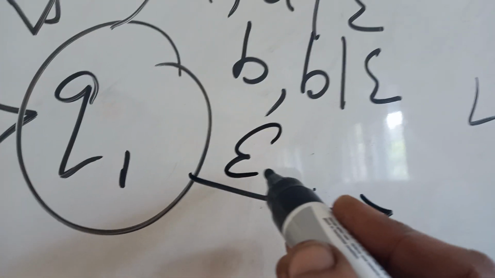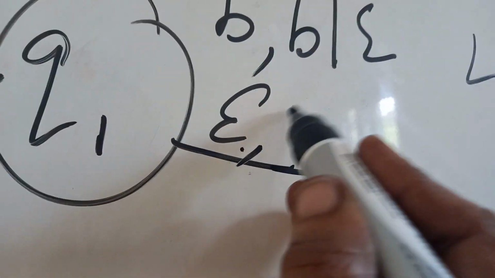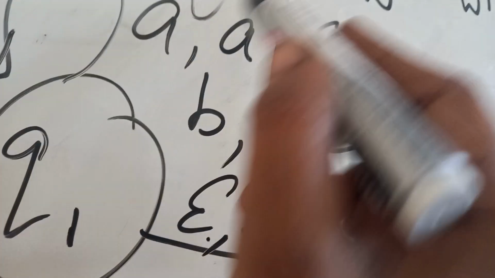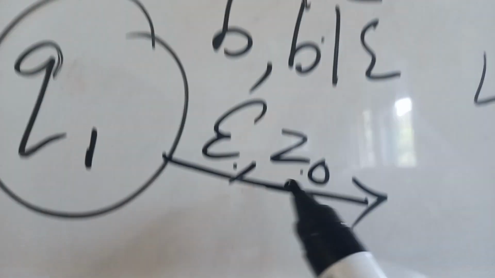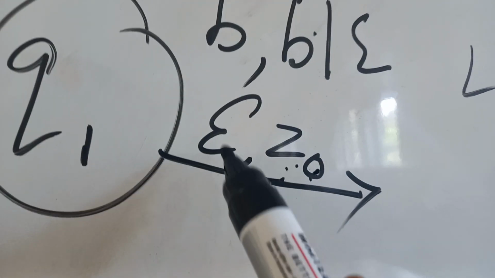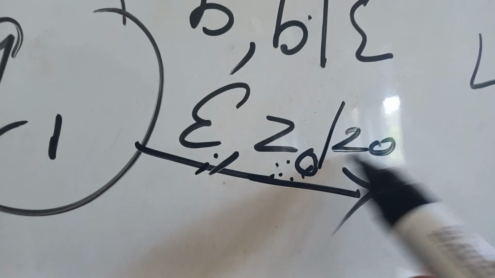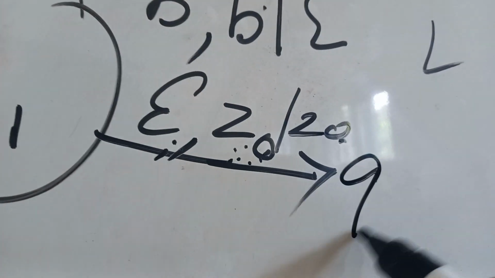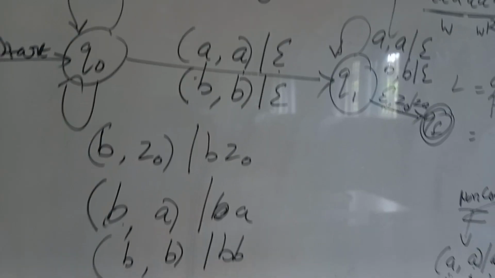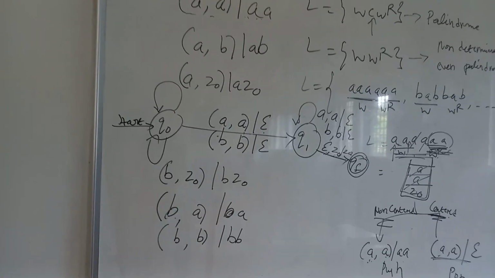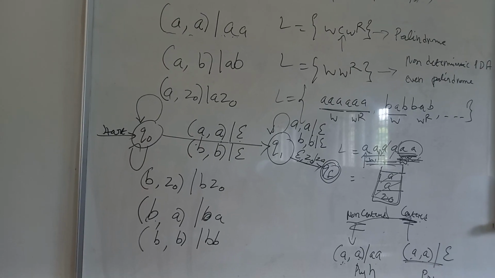Now, if the input symbol is epsilon, it means we have reached the end of the string. The end of the string, epsilon, and the top of the stack is equal to Z0, because we have popped all the symbols from the stack. We end up with only the Z0. So if the input symbol is epsilon and the top is Z0, then we reach the final state. Okay. So this is the push down automata for the language W W to the power of R.